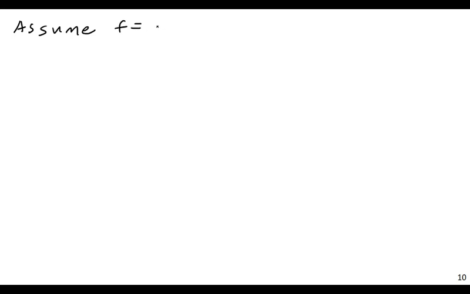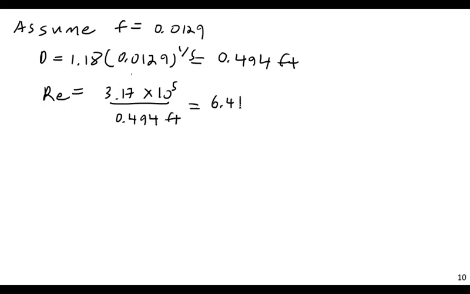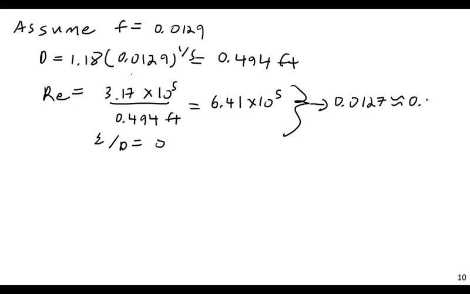So let's assume f equals 0.0129, and then the diameter, or I should say the required diameter if we had that kind of friction factor, would be equal to 1.18 times 0.0129 to the 1/5 power, and that will be equal to 0.494 feet. And the Reynolds number will also be fairly easy to find. Again, 3.17 times 10 to the 5th divided by 0.494 feet, and that is 6.41 times 10 to the 5th, and then again using our epsilon over d equal to 0, this time I would get a friction factor of 0.0127, which in this case is approximately equal to 0.0129.